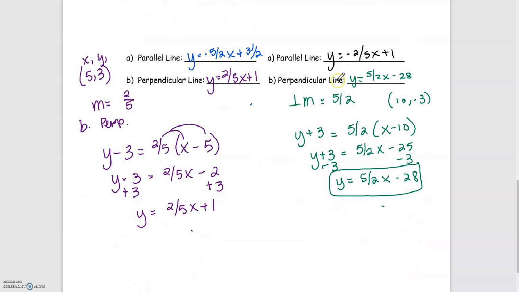So for perpendicular, we're going to flip that slope and change it to positive and use that same ordered pair there, 10 and negative 3, distribute. I don't really have my lines in there, but, and then subtract 3 to get our perpendicular line equation.